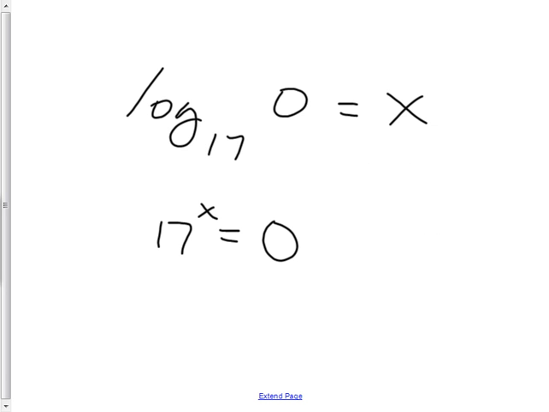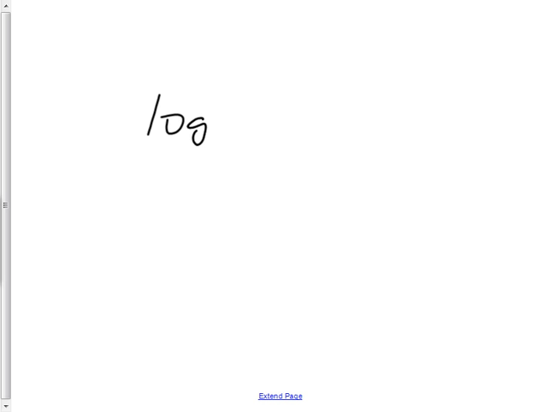All right, how about this one? Log base 17 of 1. Is that answer 0 or 1 or what is it? All right. If I wanted to check you and see if you're right, I'd go 17 to the x equals 1, and I'd say x. Yeah, if x was 0, it would work. So x must be 0. Okay. How about this one?